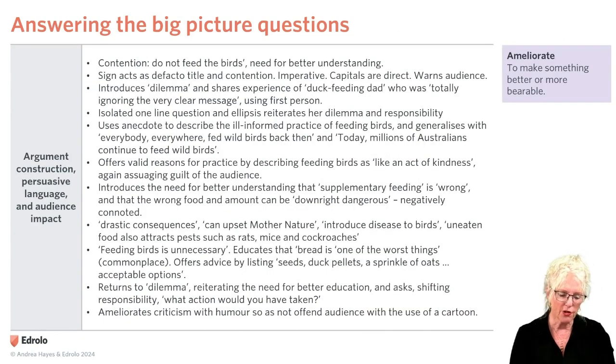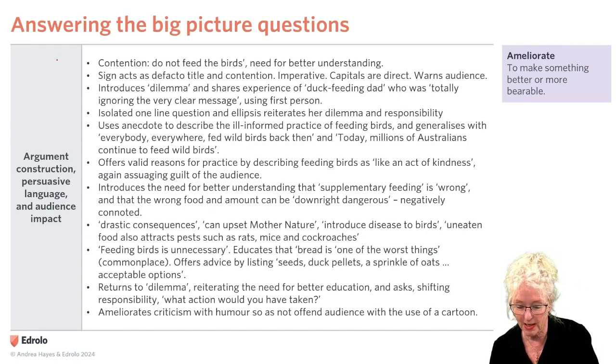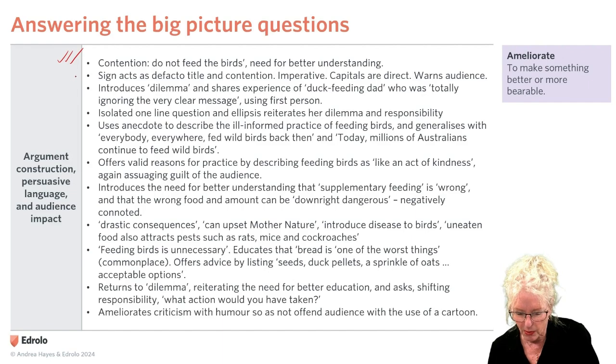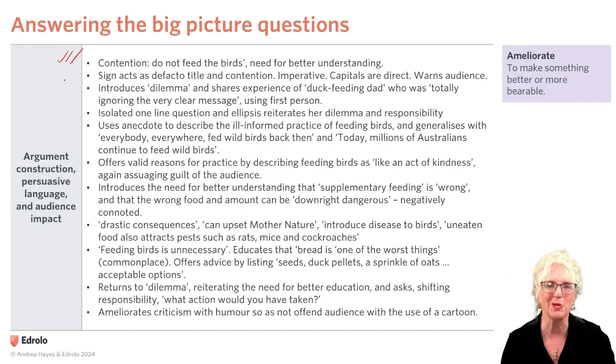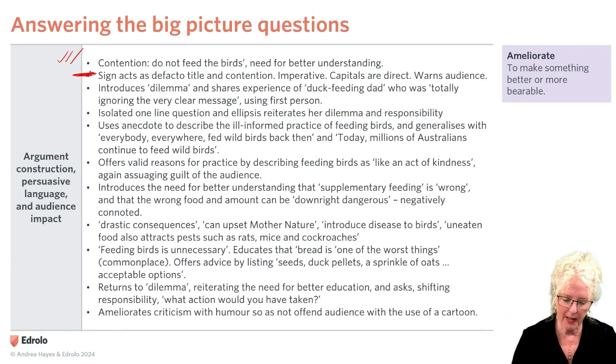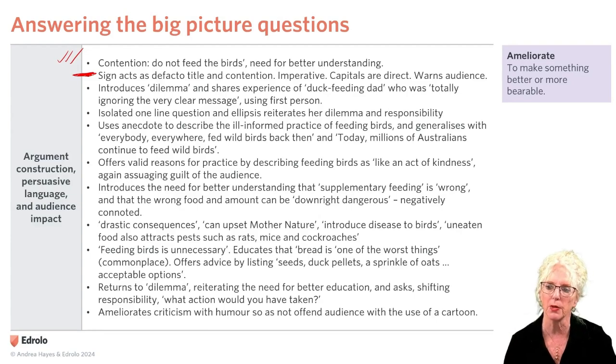The actual construction: look at how many points we've got here for construction. You cannot address all of them, but you must address the contention: do not feed the birds, and there's a need for better understanding. Then we have examples here. So probably we've got some points mixed up. I thought it was bolded, I'm sorry. So here we have support: the sign acts as a de facto imperative. Capitals make it direct. It warns the audience.